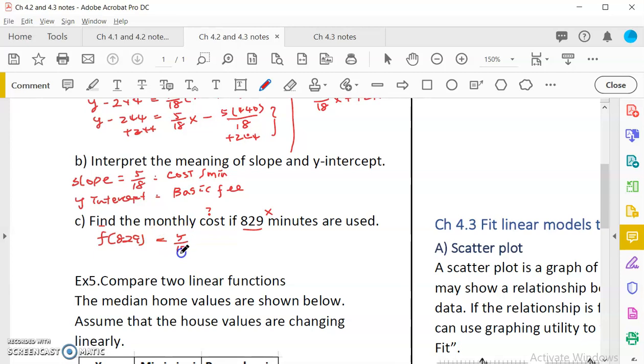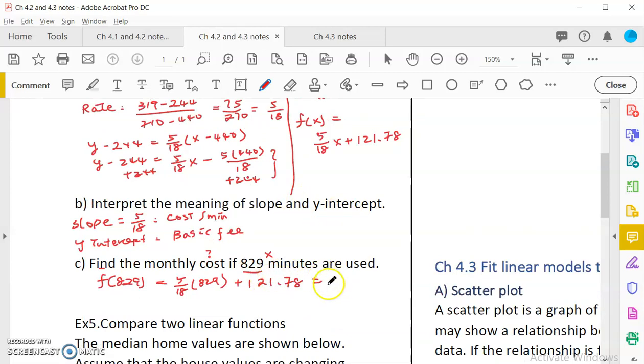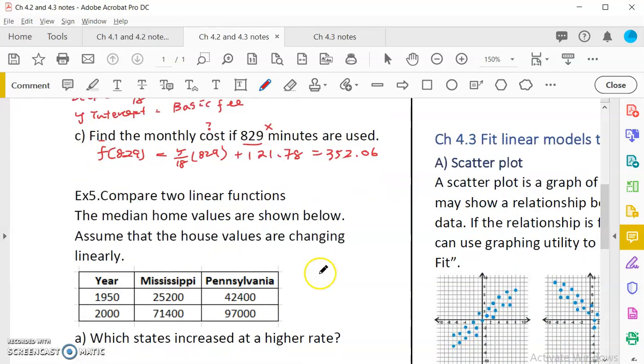5 over 18 times 29 plus 121.78. They're funky numbers, not nice numbers, so it's harder. But if you multiply this in the calculator, 52.06, so it's $352.60, or 6 cents.